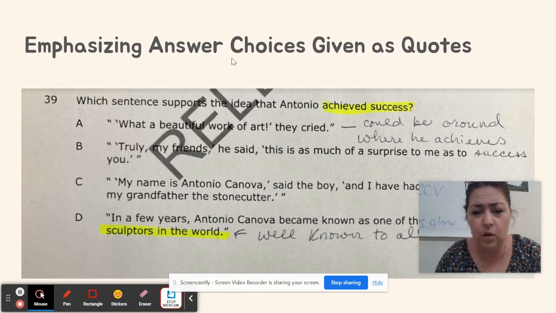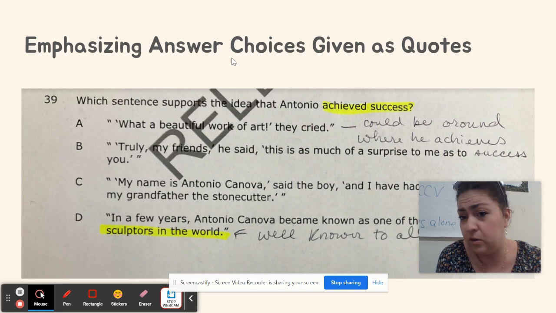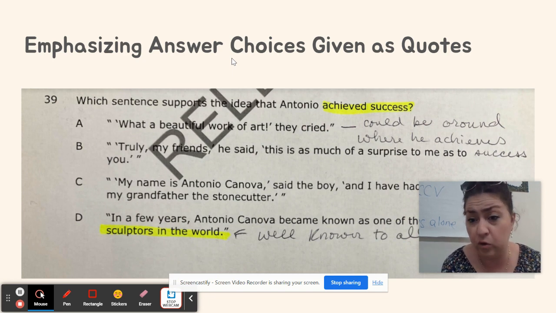The other thing that I've noticed over the years is with questions like this, where the evidence is essentially the answer. They're not having to find anything. It's literally there. All of it's there.